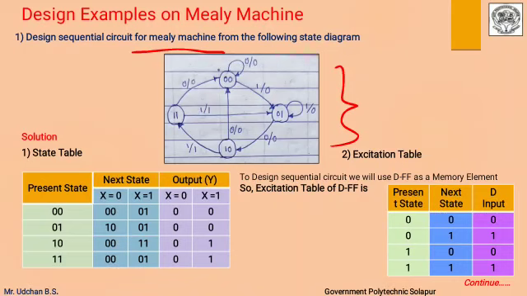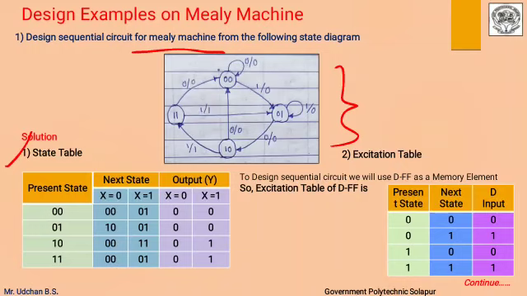So first of all we have to prepare the state table from the given state diagram. In all there are 4 states. So present states are 0 0, 0 1, 1 0 and 1 1. After that, now we will see how the present state of the machine goes to the next state with respect to the variation of the input and their corresponding output values.